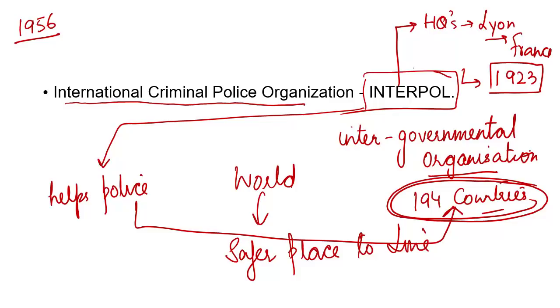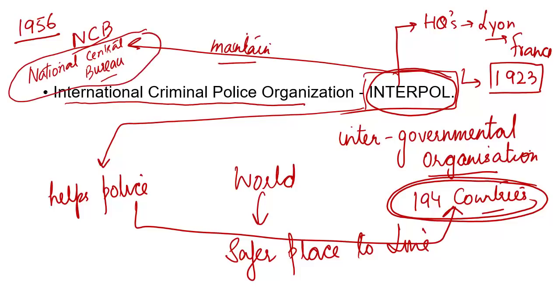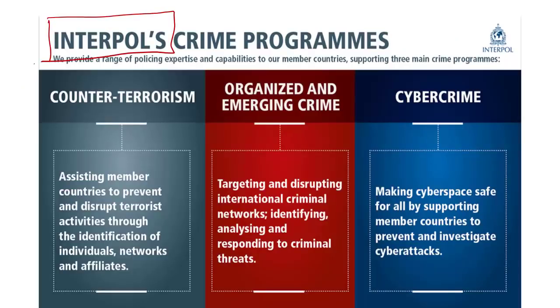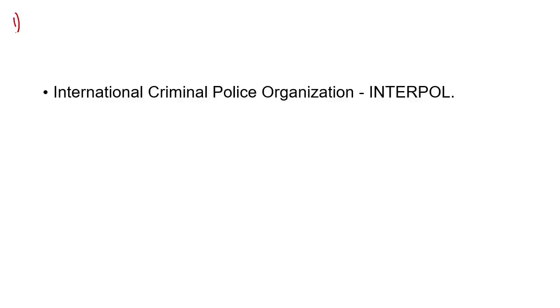Another important detail: any country which is part of Interpol has to maintain a National Central Bureau. This National Central Bureau is the point of contact for Interpol. Interpol helps these 194 countries in tackling three major crimes. One is counter-terrorism, the other is organized and emerging crime, and the third one is cyber crime. Organized crime, for example, includes drug trafficking, human trafficking, money laundering, gambling, extortion. One very important statement regarding Interpol is that it connects police across the world, even if these individual member nations do not have diplomatic relations with each other.